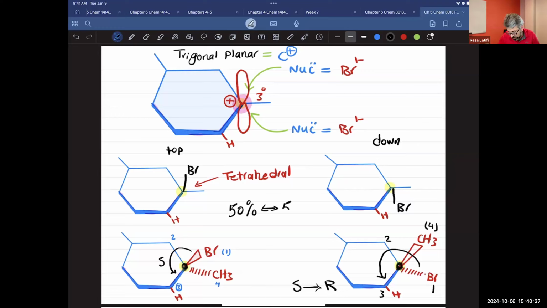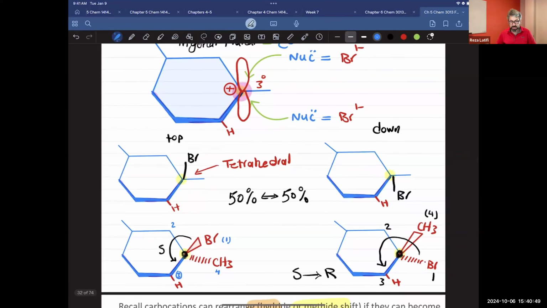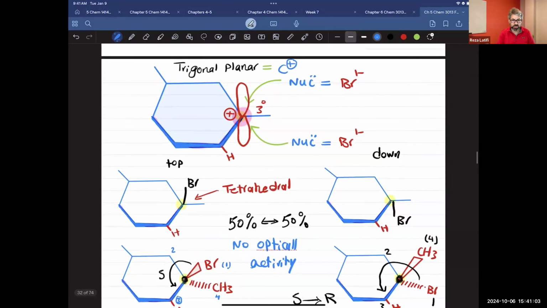In this case, you will get 50% of each enantiomer. We get an equal amount from both of them. Be careful about this one. And so we're not going to get optical activity, no optical activity, because they are 50-50.